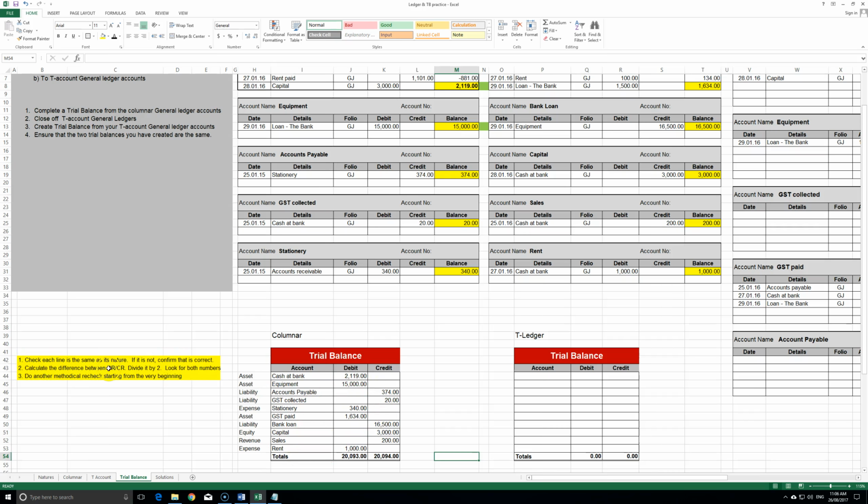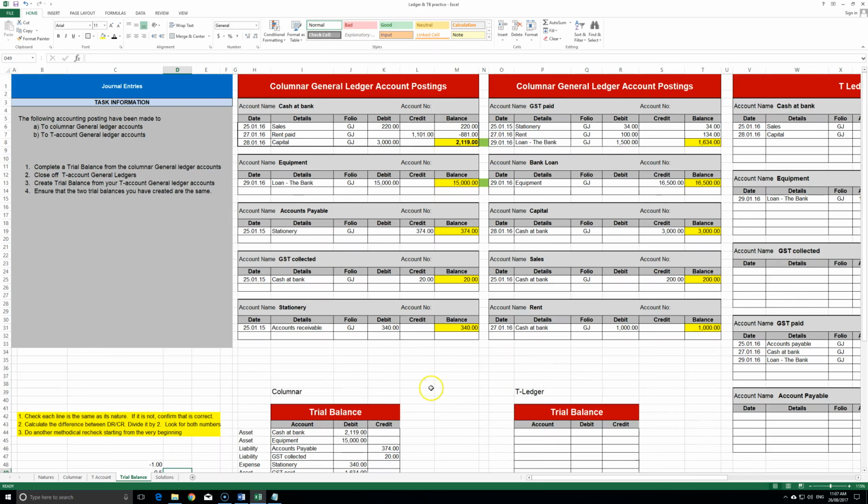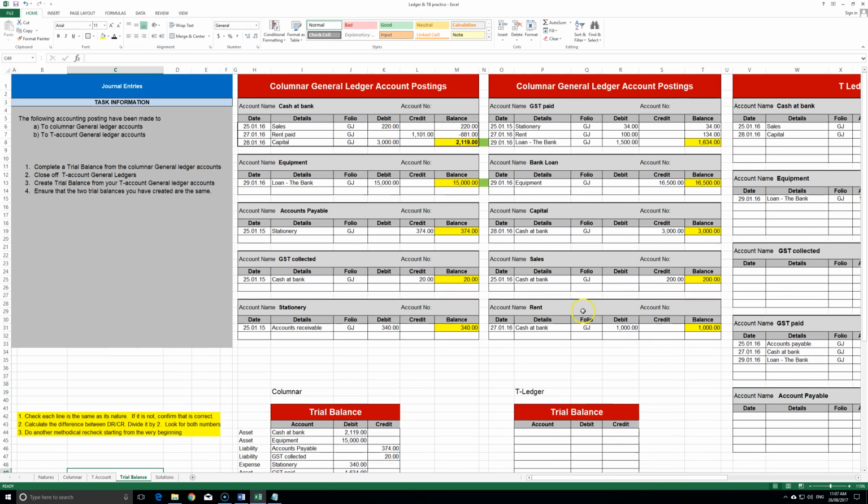For step 2, the difference between debit and credit is $1. Dividing by 2 gives me 50 cents. I can't see those numbers anywhere here, so that's not helpful. And what it means is my mistake goes deeper than just the last step.